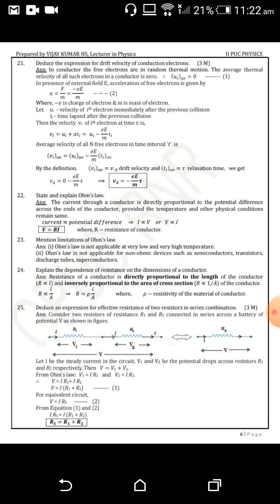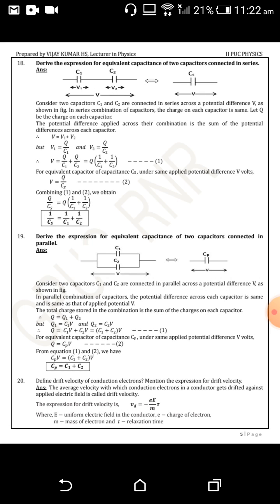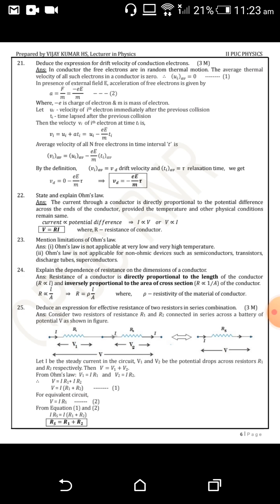Okay, so the next is: deduce the expression for drift velocity of conduction electrons. This is just a definition, and we have expressed the final expression of drift velocity. Now we need to derive that expression for drift velocity. Okay, so let us see.